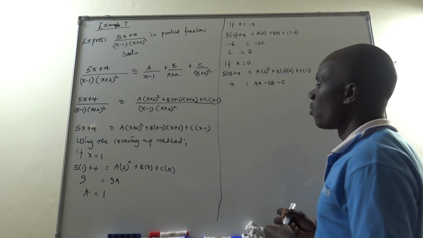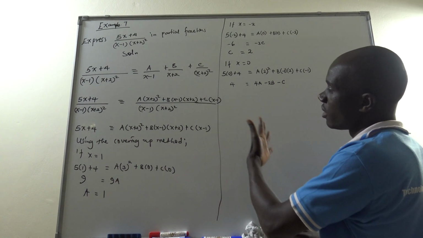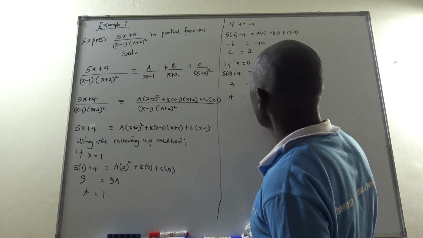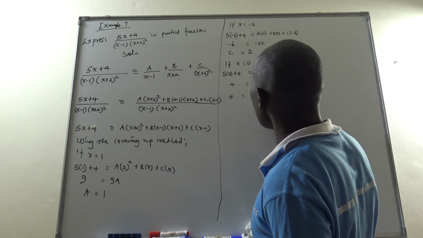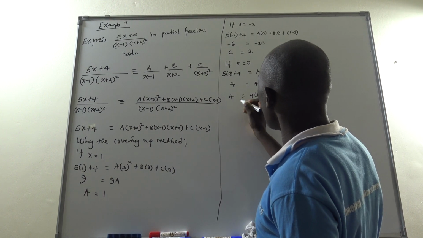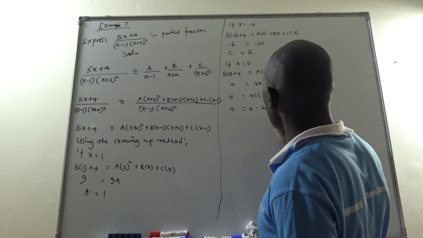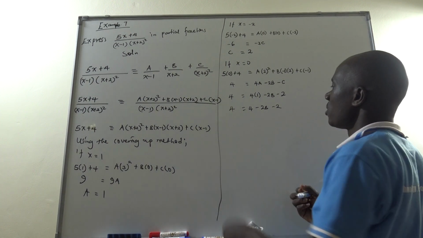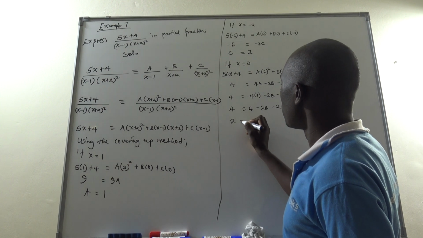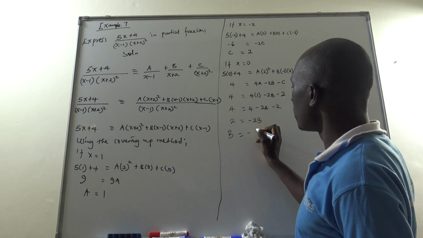So what we're going to do, we have already got the value of A and we have already got the value of C. So can we substitute in those, and we see the corresponding 4 equals 4 into 1 minus 2B then minus 2. So we are having 4 equals 4 minus 2B minus 2. When this one comes, automatically we are getting a 0, and we shall have 2 equals negative 2B. So B is the same as negative 1.